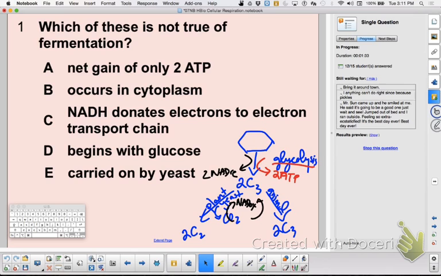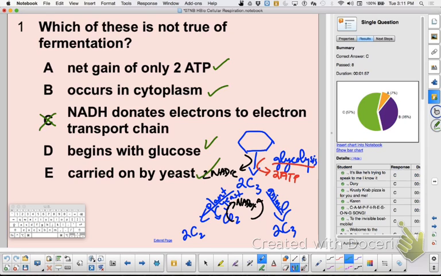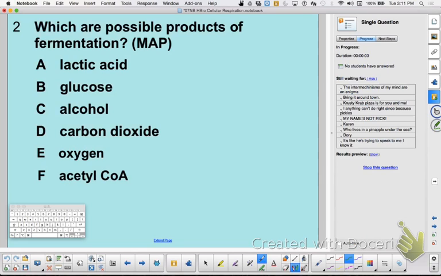So, is there a net gain of only 2 ATP? Yes, that part's true. Does it occur in the cytoplasm? Yes. Does NADH donate its electrons to an electron transport chain? Do you see any electron transport chain going on here? No. Does it begin with glucose? Yes. Is it carried on by yeast? Yes. I think there's one more if you want it. Products of fermentation.